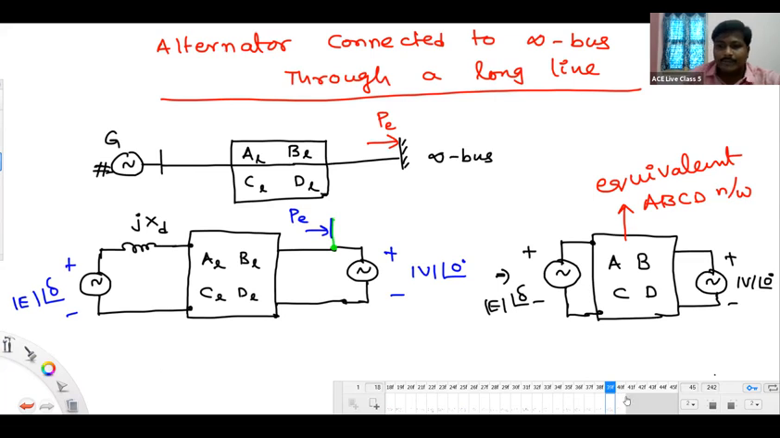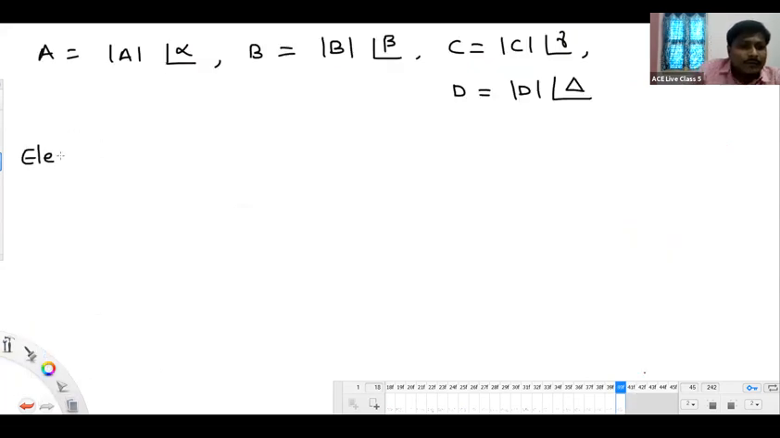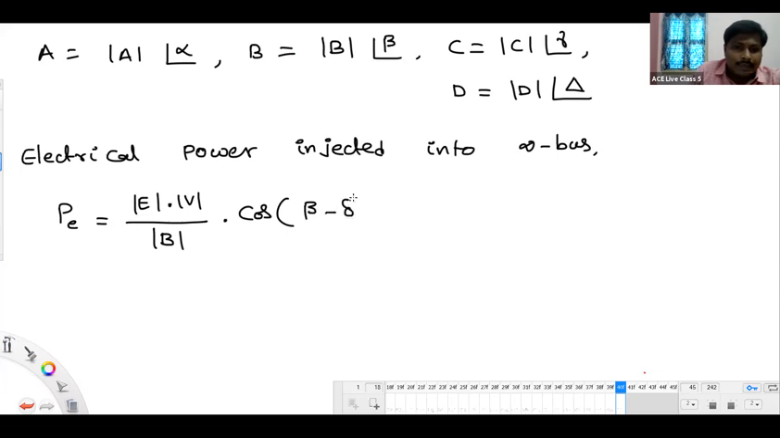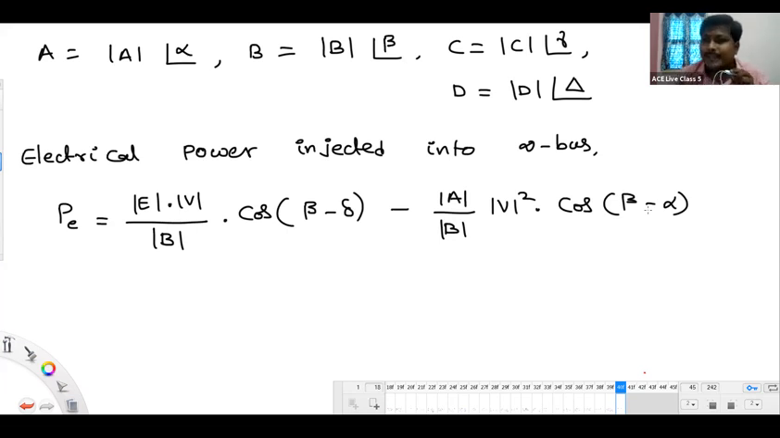Okay? Electrical power injected into the infinite bus, PE. Just follow this. Mod E into mod B by mod B cos of beta minus delta, minus mod A by mod B into mod B square cos of beta minus alpha. Just go through the equation clearly.